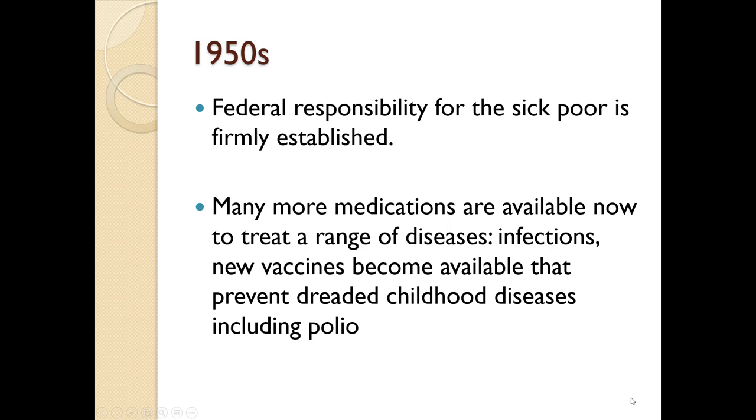So in the 1950s, we start the shift in terms of looking at federal responsibility for the sick poor. This is when we start thinking about who's going to cover the cost for long-term illnesses for those who can't cover the cost themselves. Who's responsible for that? There are many more medications that become available. Lots of diseases are now treated. With the new vaccines, there's prevention of a lot of childhood diseases, including polio and then various infections that happen.